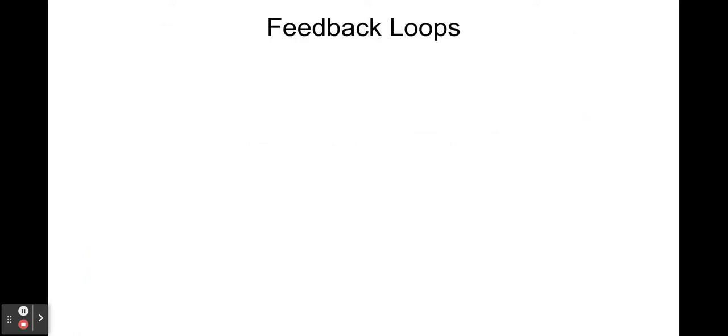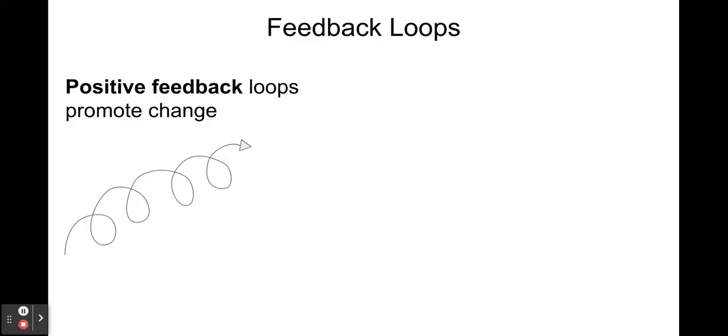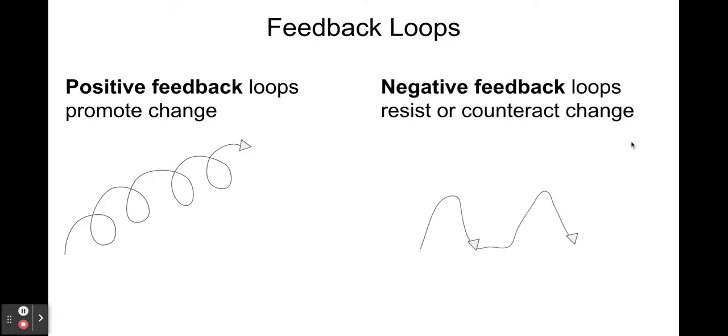Our next section is feedback loops. And this might also be review from biology or from chemistry. If this feels familiar, that's awesome. We've got two types of feedback loops. The first is a positive feedback loop. Positive feedback loops promote change. Negative feedback loops resist change or counteract change.